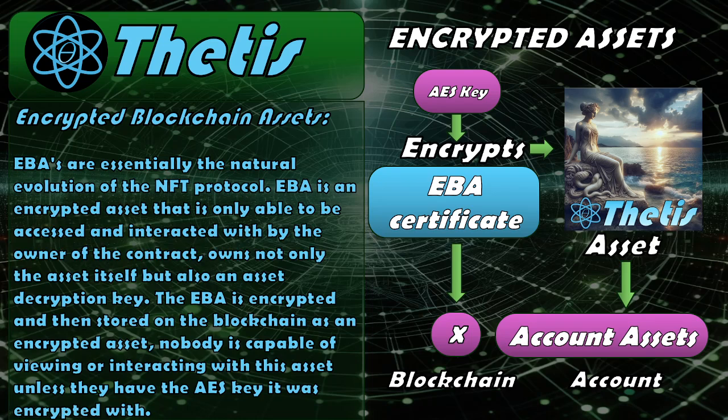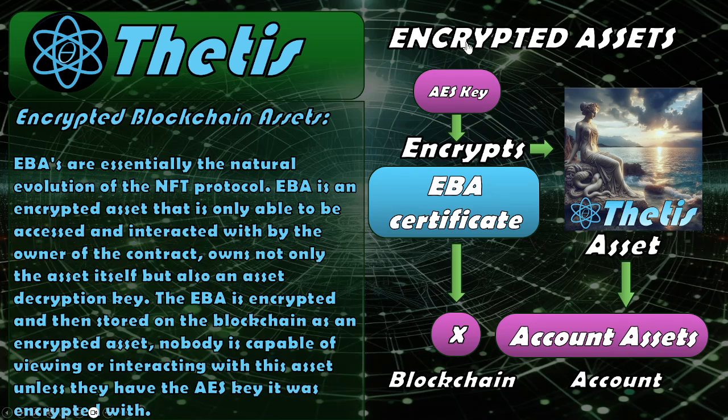So we're going to go now into encrypted blockchain assets. EBAs, or encrypted blockchain assets, are essentially the natural evolution of the NFT protocol. An EBA is an encrypted asset that is only able to be accessed and interacted with by the owner of the contract, who owns not only the asset itself, but also an asset decryption key. The EBA is encrypted and then stored on the blockchain as an encrypted asset. Nobody is capable of viewing or interacting with this asset unless they have the AES key it was encrypted with.